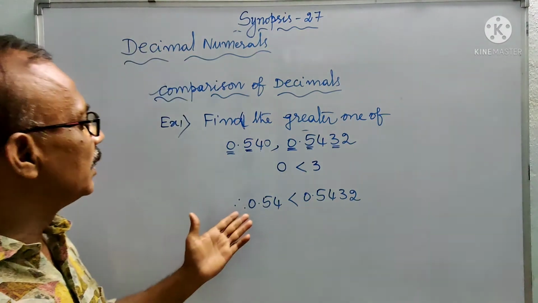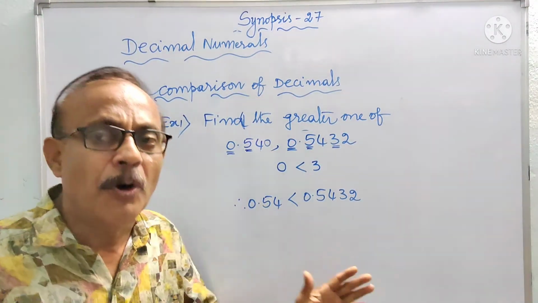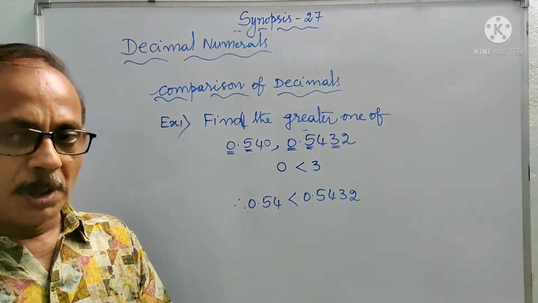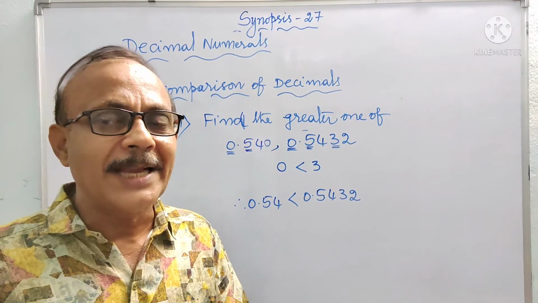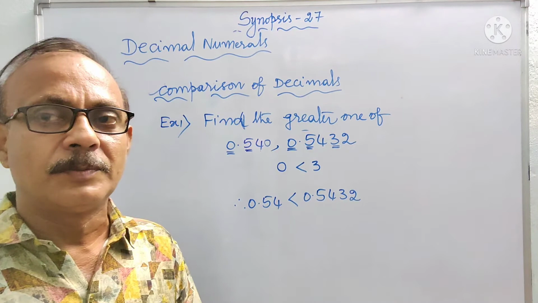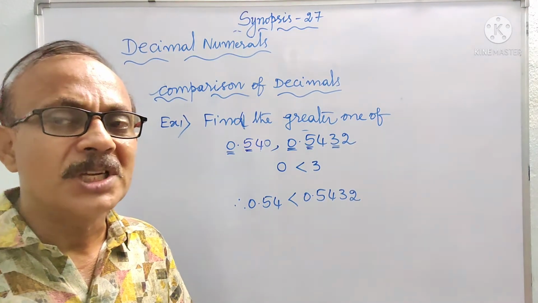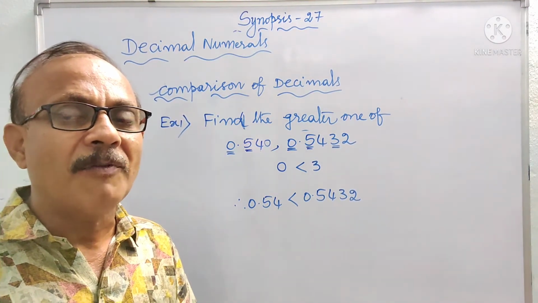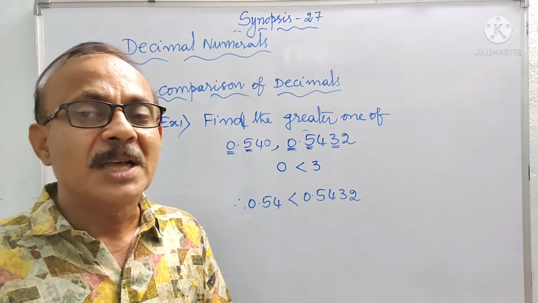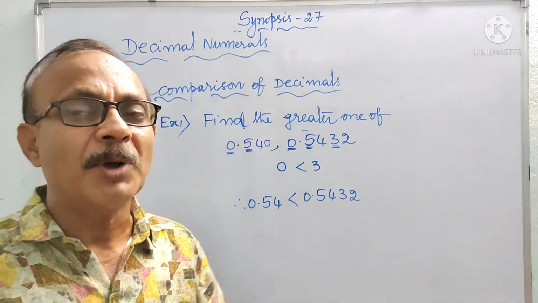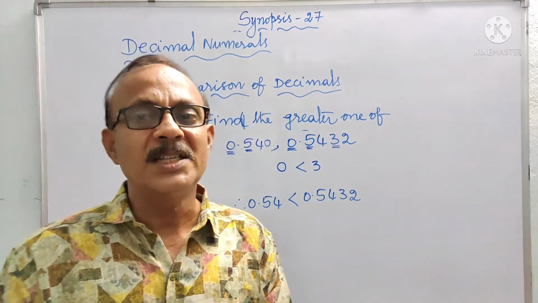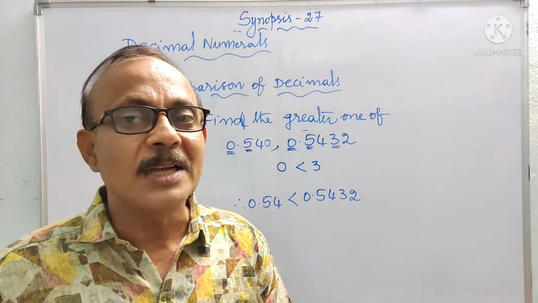When you want to read this decimal, you have to read 0.54, and the other decimal 0.5432. And we have seen which are called like decimals, which are called unlike decimals, and which are called equivalent decimals. Like decimals are those decimals which have the same number of digits after the decimal point, whereas unlike decimals are those which have different numbers of digits after the decimal point, and equivalent decimals are those decimals whose values are the same.